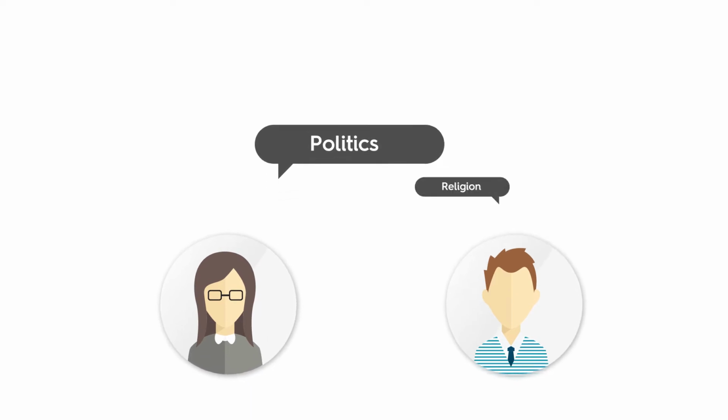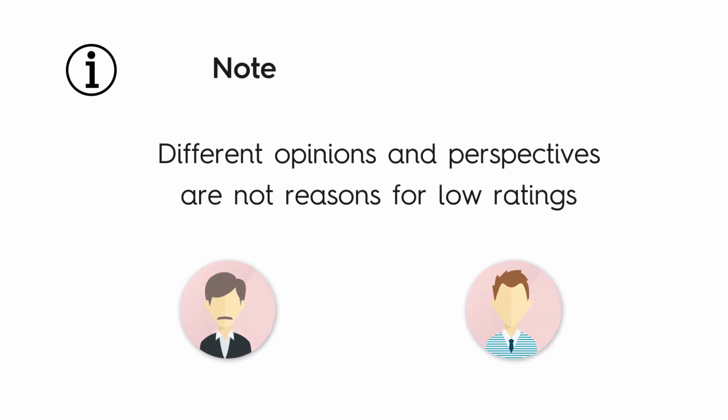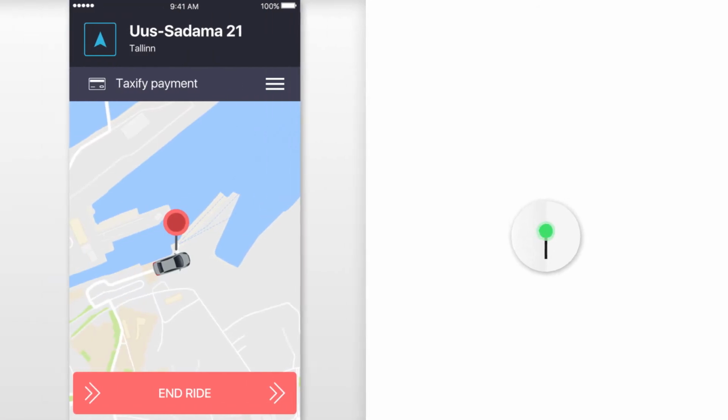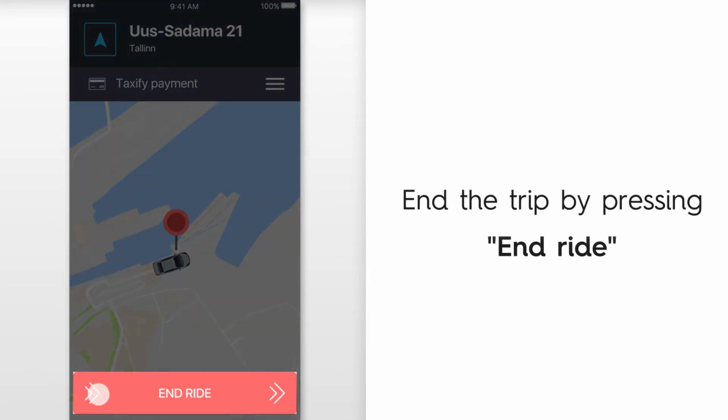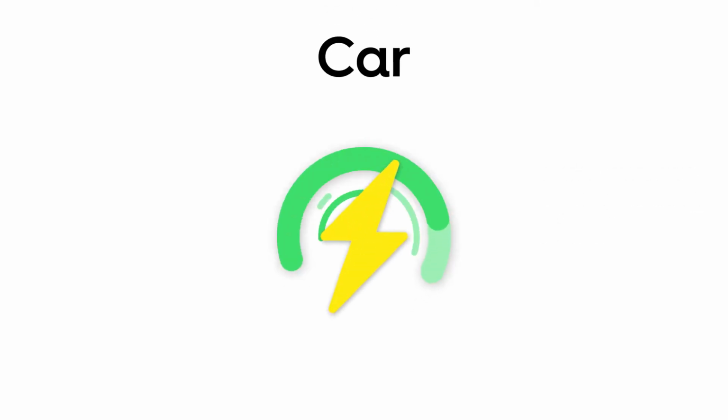Avoid sensitive topics such as religion, politics and sexual orientation. Different opinions can cause distress and conflict for both parties. However, if a rider has a different personal opinion from you, you should not give a low rating just because of that. When you arrive at the destination, end the trip by sliding the panel right. Remember to check all passengers have safely exited your vehicle before moving off.